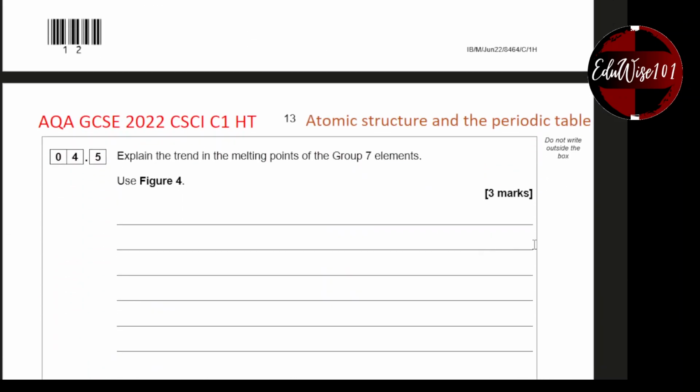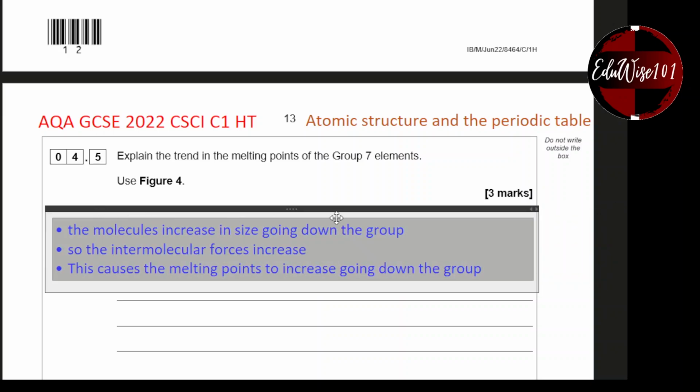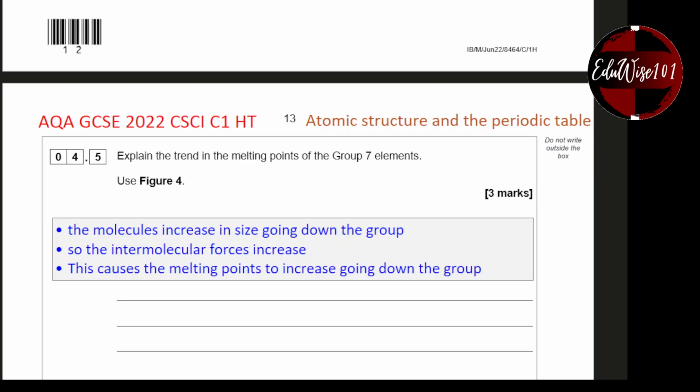So what happens when you increase the size of the molecules or atoms? In this case, they're molecules. So the molecules increase in size going down the group. So the intermolecular forces increase. That's key. The intermolecular forces increase as you go down the group. This causes the melting points to increase going down the group.